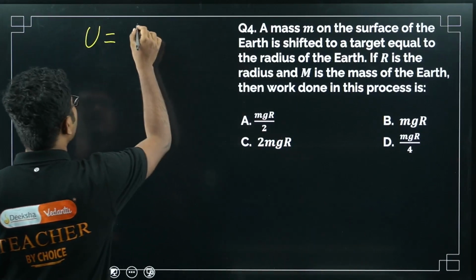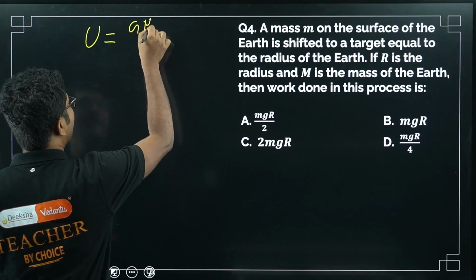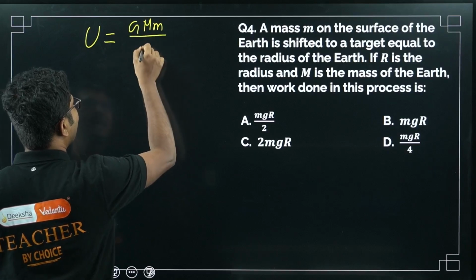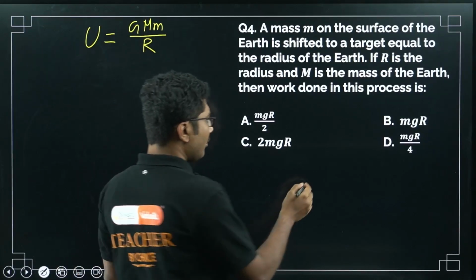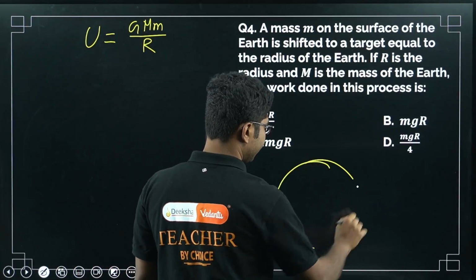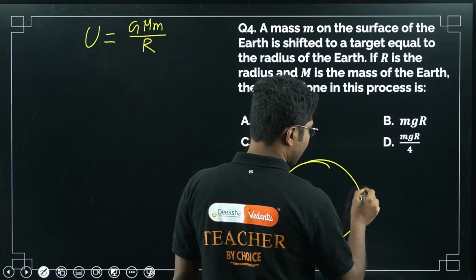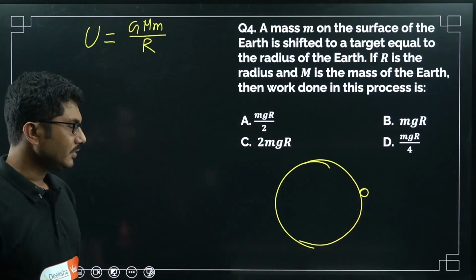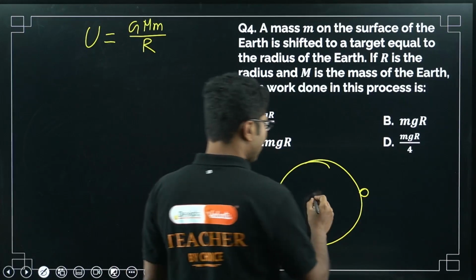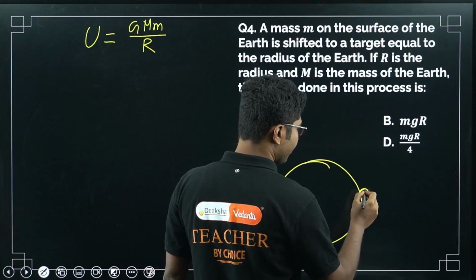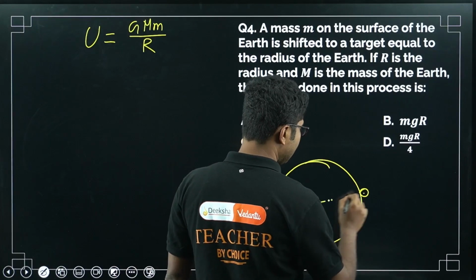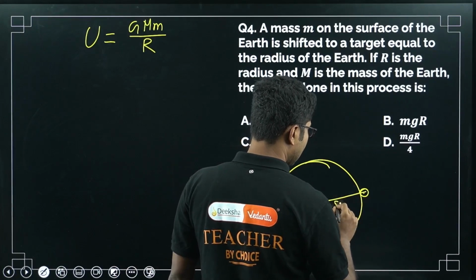Potential energy, we know that it's GMm by r. Suppose we have the earth and this is our small object, on the surface of the earth. What is the distance between these two objects? The distance between these two objects is r, right?